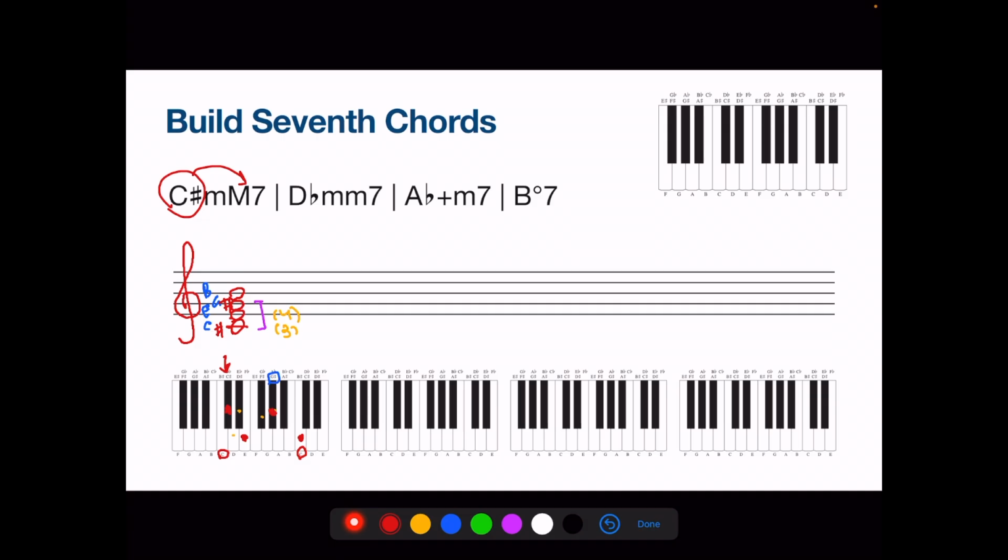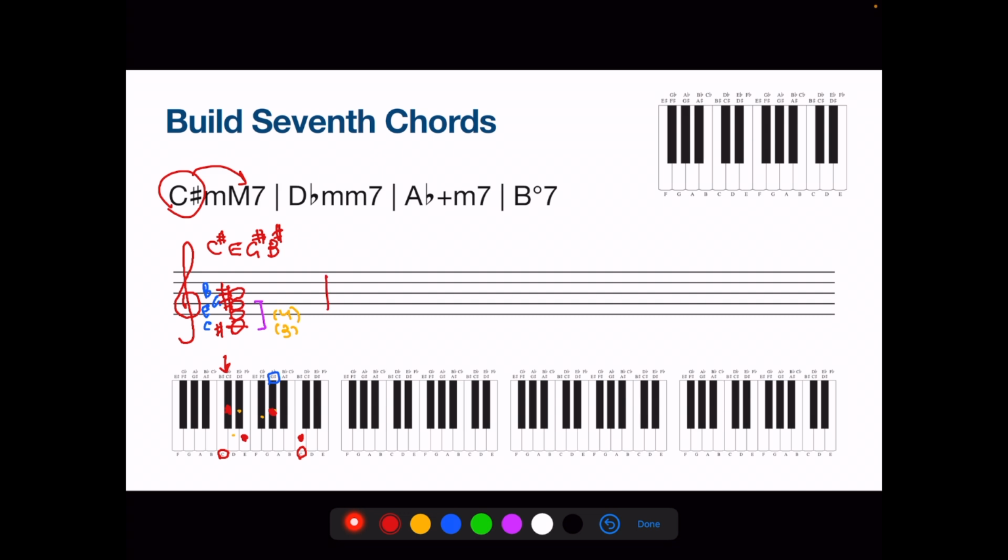Well, we have one thing left. Even though I plotted C on the keyboard, on the piano, we can't really use C because we are required to use B, or we have to spell it in terms of B. So a C is equivalent to a B sharp. So in this case, we have a C sharp, we have E, we have G sharp, and B sharp. So that's how we build a minor major 7.